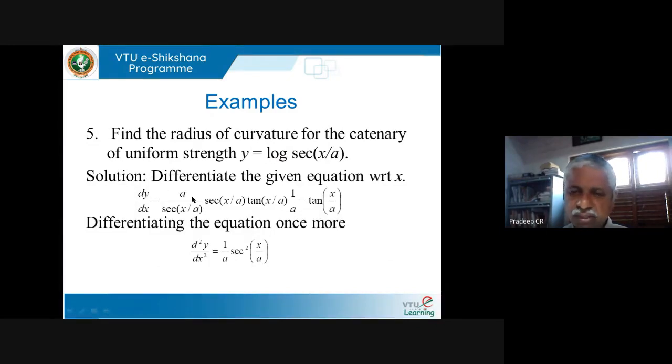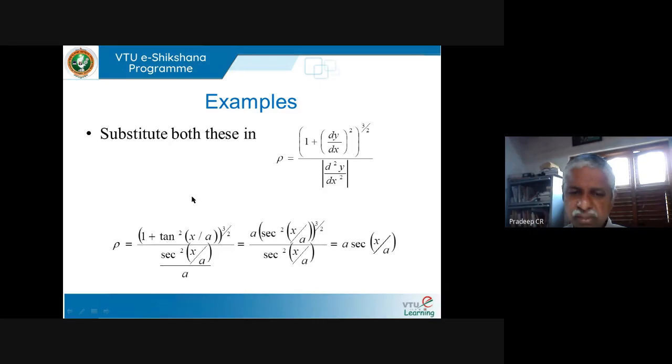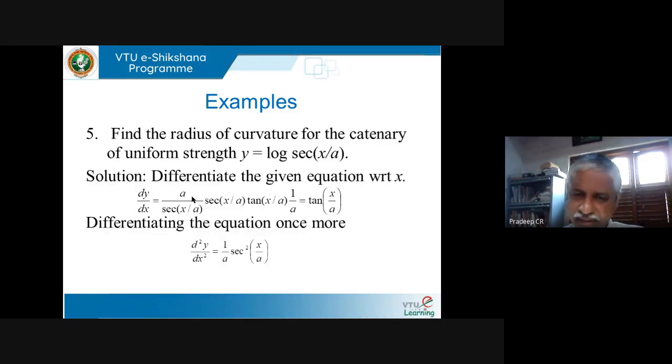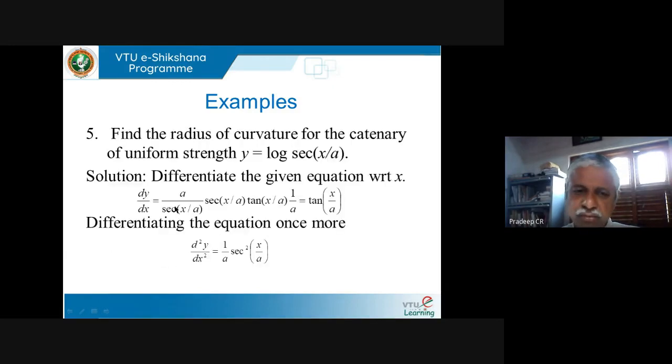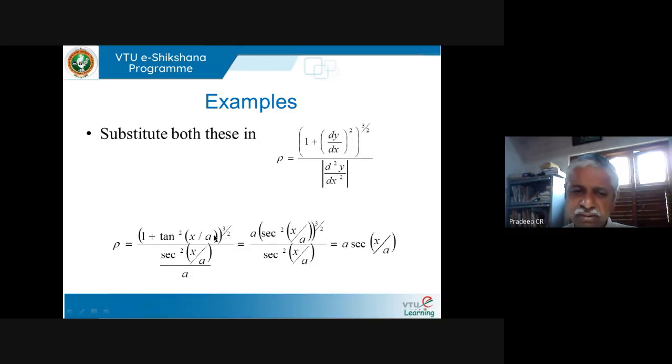So this is 1 by a tan x by a, or what? I don't know. I'll check this carefully and get back to you. Right now, I'll assume this is correct. So I'll substitute the value of dy by dx and d square y by dx square in this expression. So this is 1 plus tan square x by a divided by secant square x by a.